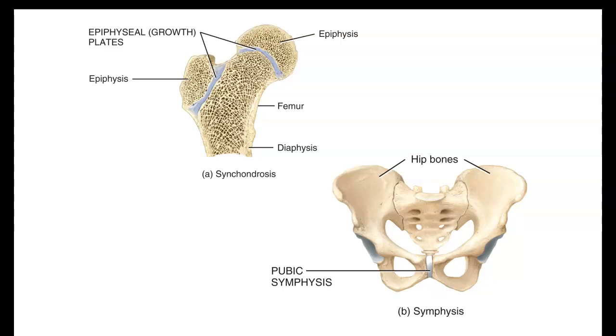Now remember, once these plates ossify, that person has finished growing and that bone cannot grow anymore. But as long as it's still a growth plate or an epiphyseal plate, it is cartilage. And so here you would see that type of joint. Another one is your pubic symphysis there.